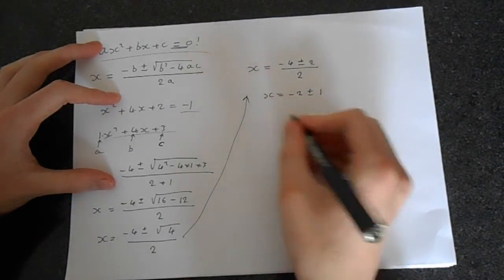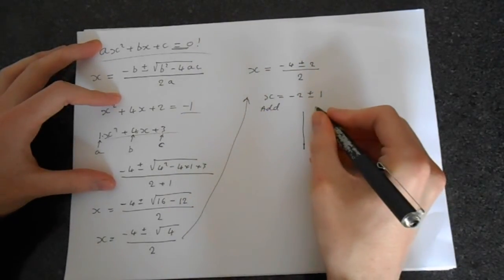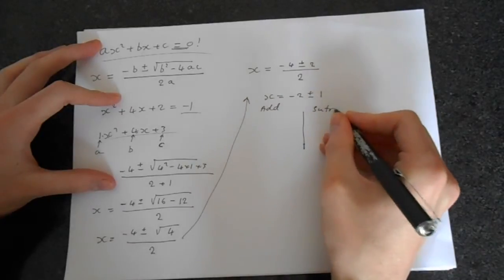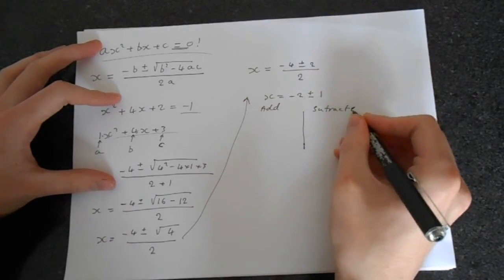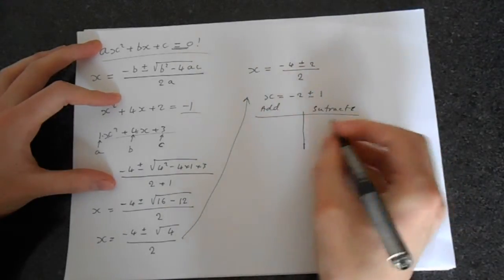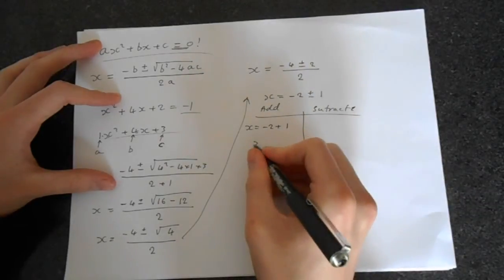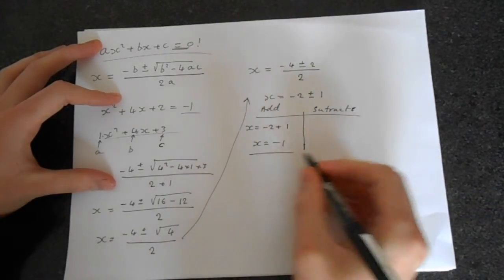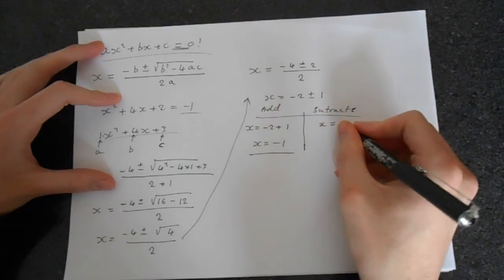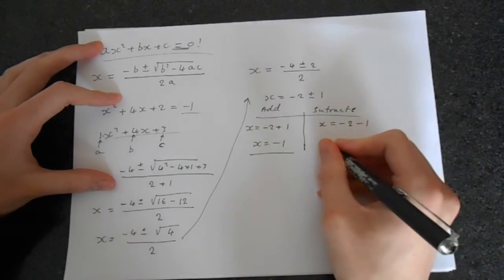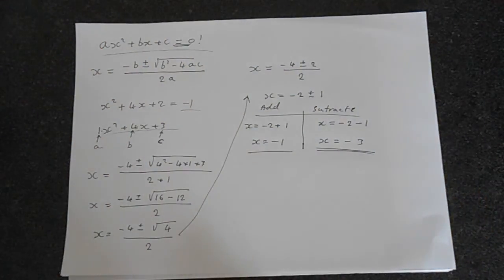So the two solutions, we've got two possibilities. We can do the add and we can do the subtract. You see plus or minus. So two solutions, we've got x equals minus 2 plus 1. So x equals minus 1. It's one solution. The other possibility is that x is equal to minus 2 minus 1. So x equals minus 3. And that's how you do it.